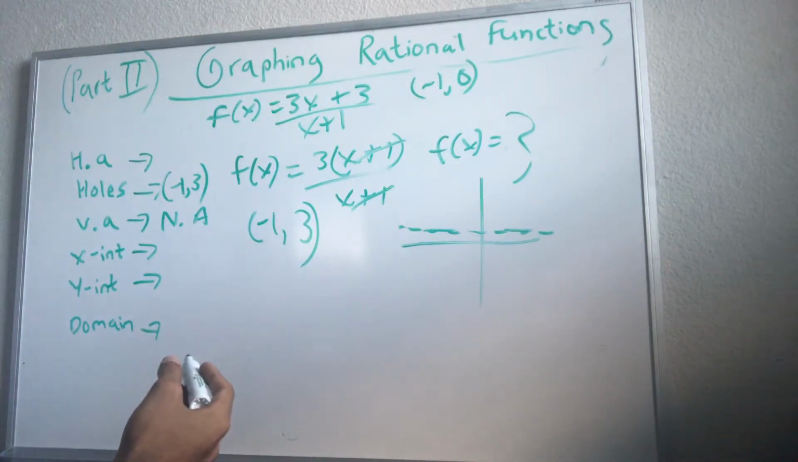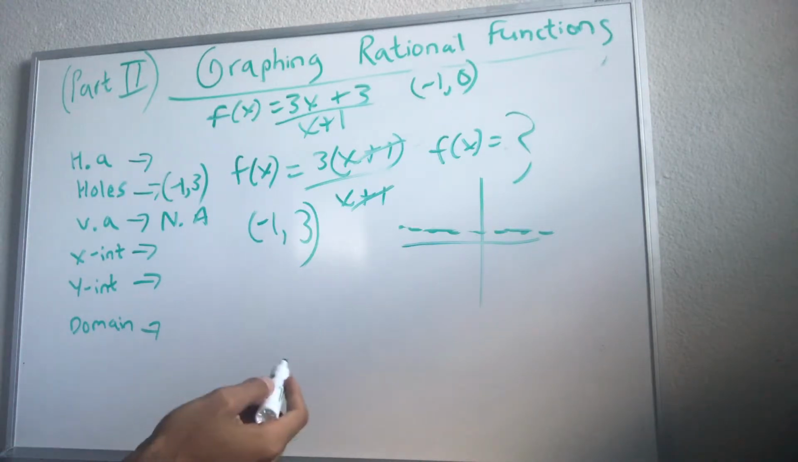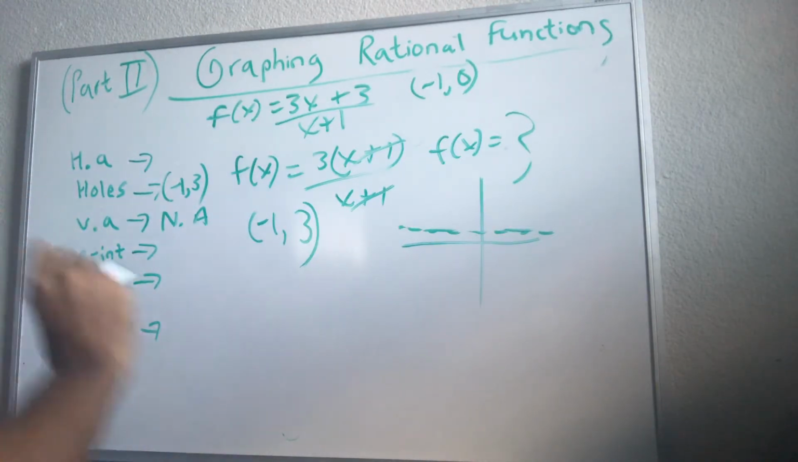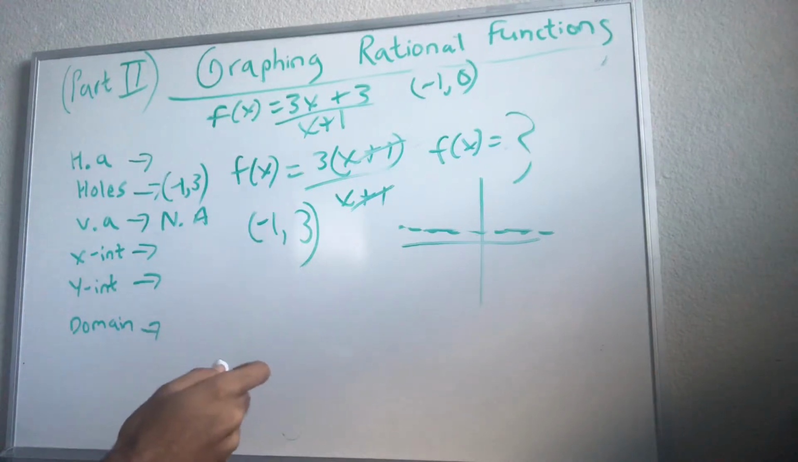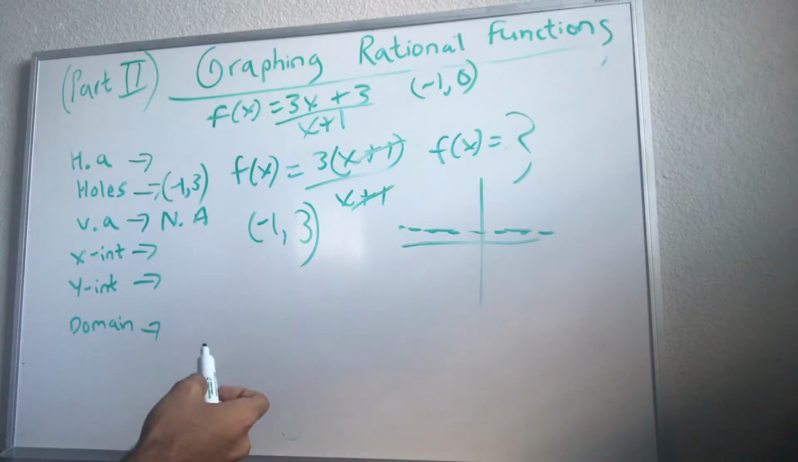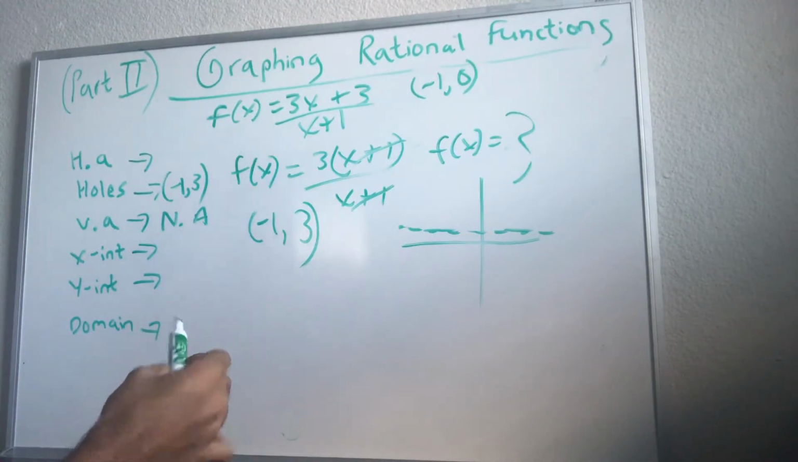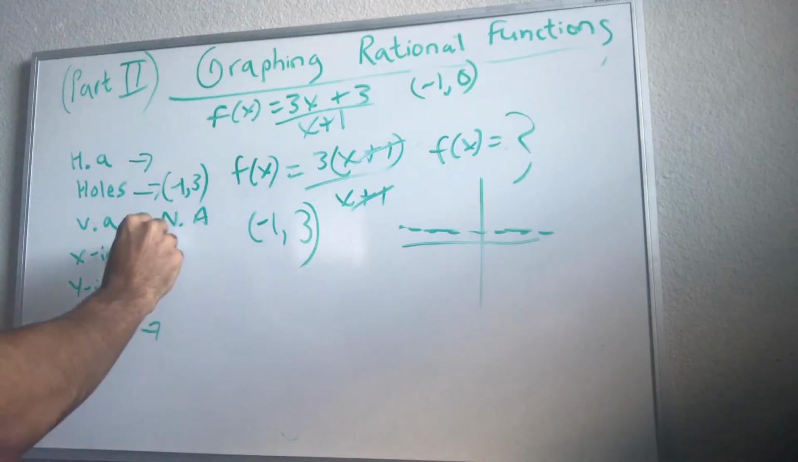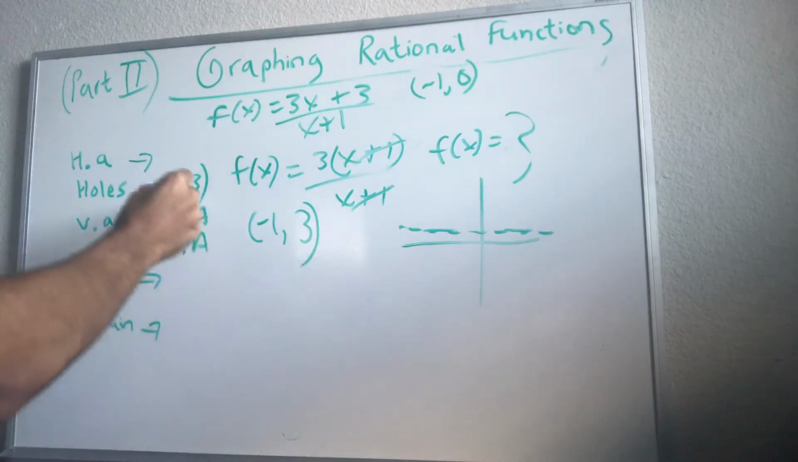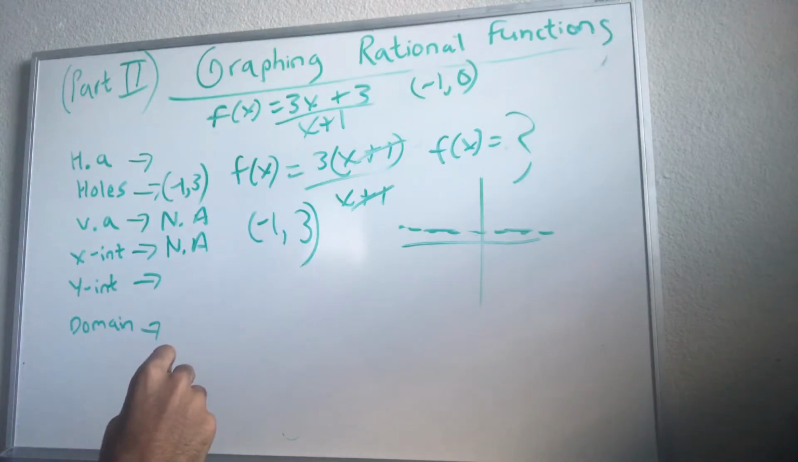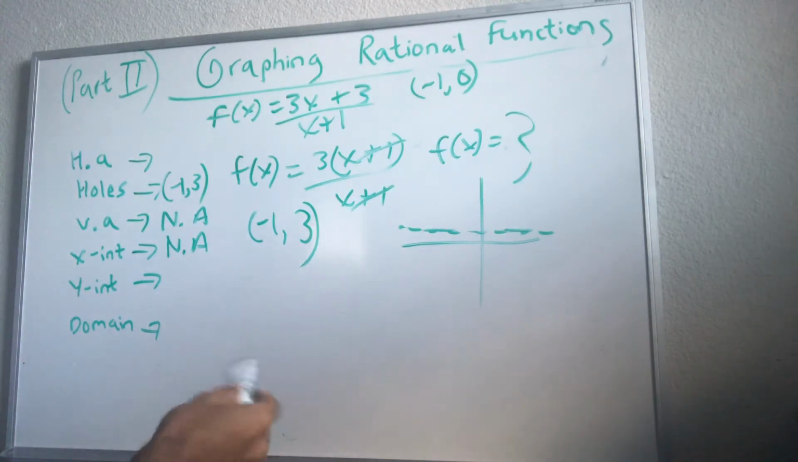However, once you graph it, you will realize that that is not really possible because your hole is at -1, 3. If your hole is at -1, 3, and that's where the function is undefined, how can you have a point at -1, 0 really? So for now, let us just say that the x-intercept is not applicable, because again, you have -1, 3 where there's a hole, where there's that discontinuity.